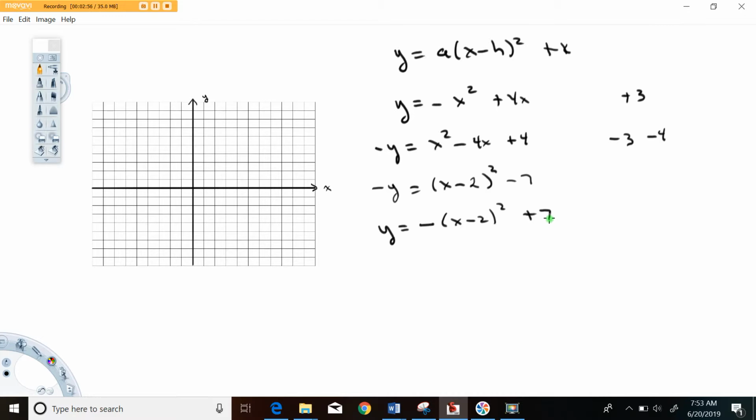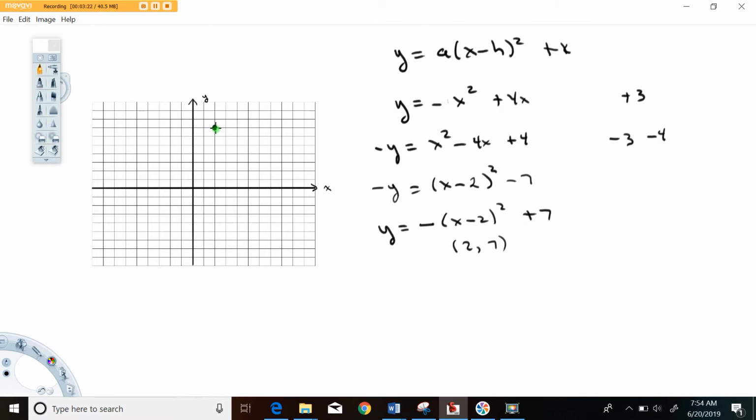All right, so now we know that this thing opens down. I guess we already knew that looking here, but the vertex is the point (2, 7). Remember, it's x minus 2 compared to x minus h. h would be 2. And then 7 and 7. So 1, 2, 1, 2, 3, 4, 5, 6, 7. There's the vertex.